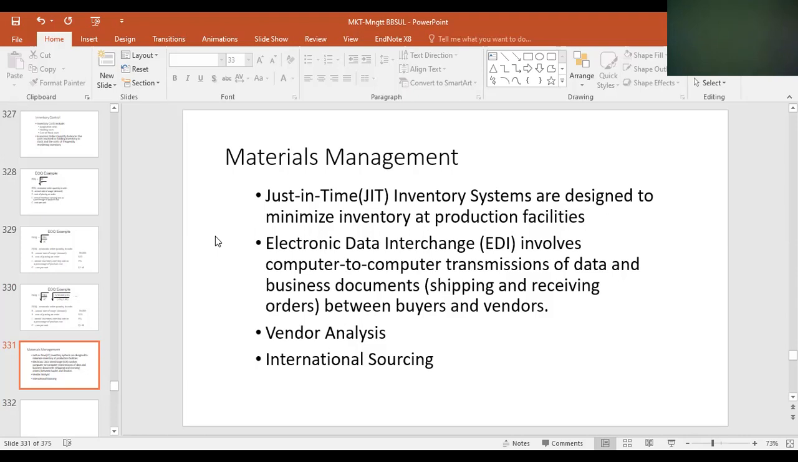Electronic data interchange, EDI, involves computer to computer transmission of data and business documents, shipping and receiving orders between buyer and vendor. So electronic data interchange, EDI, is being used all over the world. In that, our documentation will transfer from one country to another country, one place to another, through the electronic data interchange system. So in that way, we prevent or manage our time and resources.